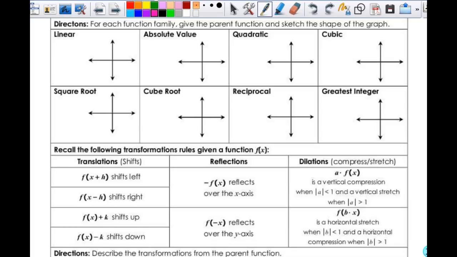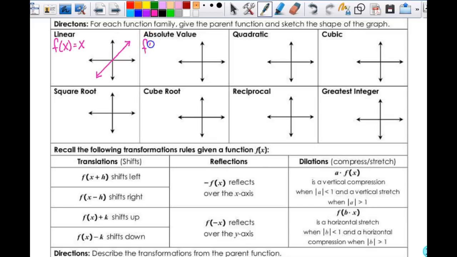Here is the first part of your fall semester exam review. It says for each function family, give the parent function and sketch the shape of the graph. So for a linear, that means that f of x is equal to x. And there's your parent function.